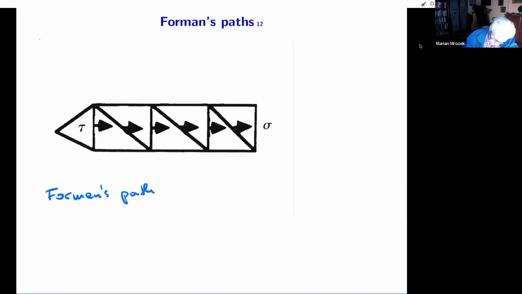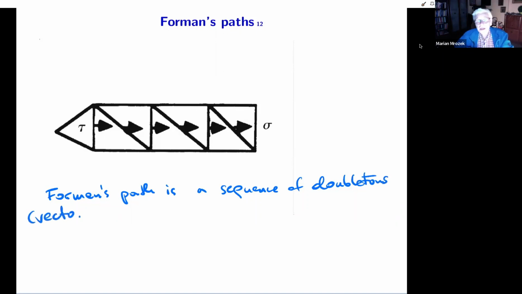is a sequence of doubletons or vectors, because that's the alternative way to phrase it. By the way, my definition of the combinatorial vector field is not the original by Forman, it's equivalent to it. It's more convenient for the needs of my present talk, but when you look into his paper, you'll see a different definition. At first sight, it may look even quite different, but then it's not difficult to prove that the two definitions are equivalent.